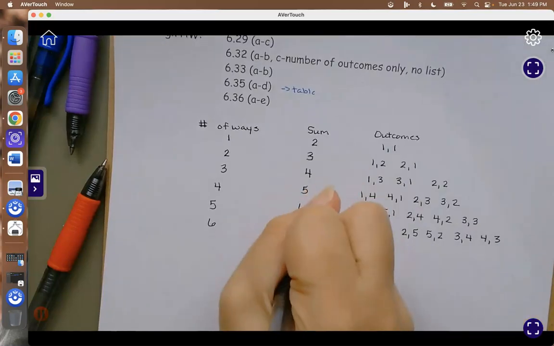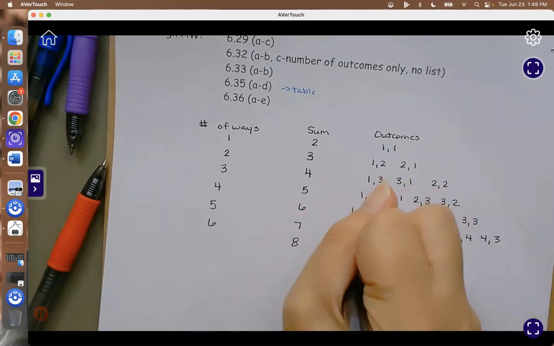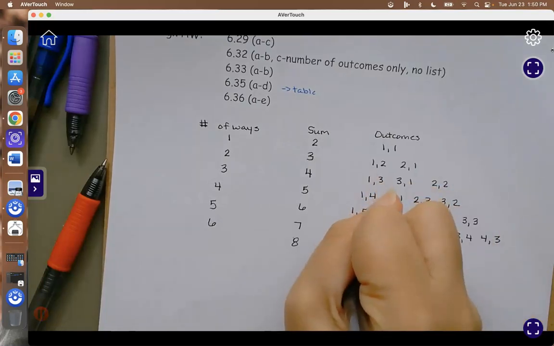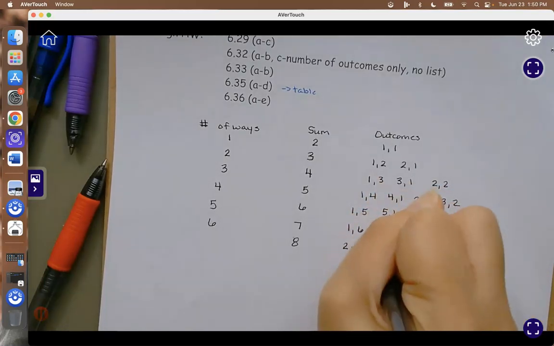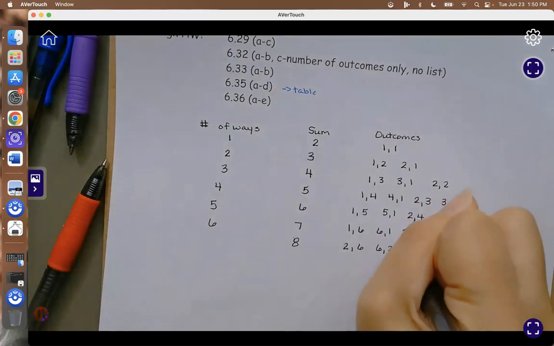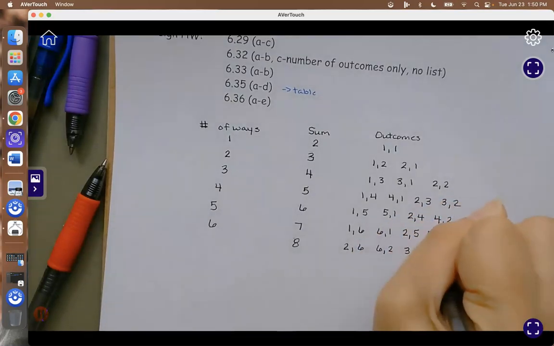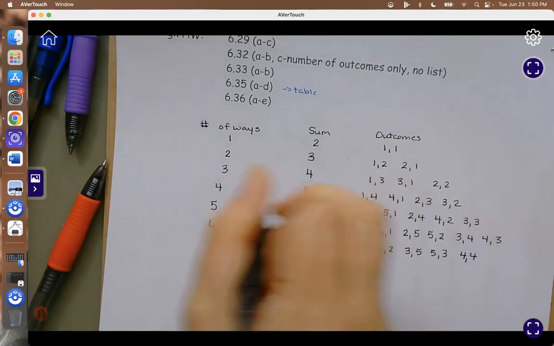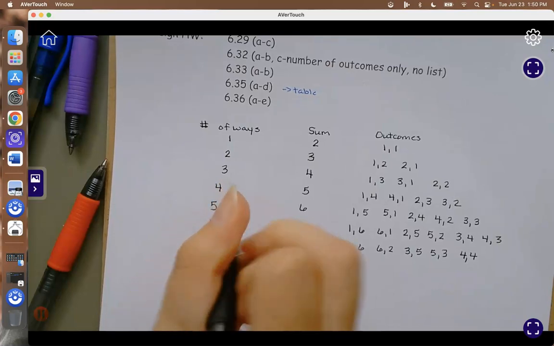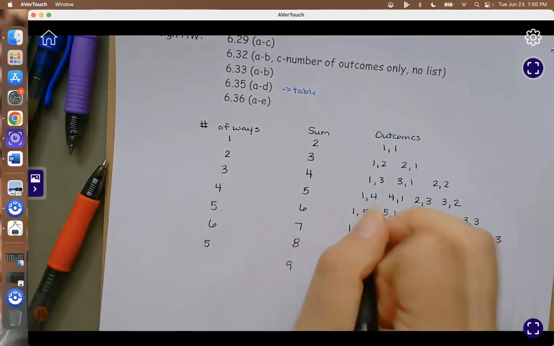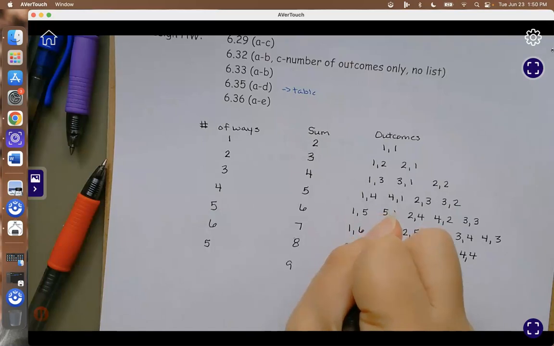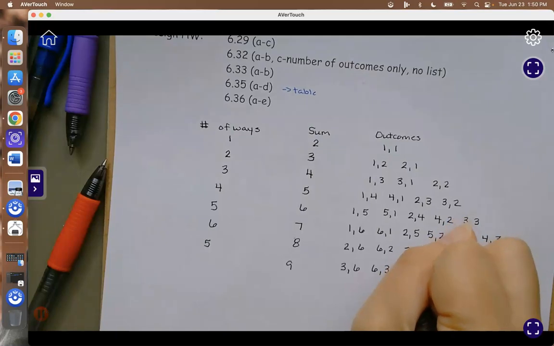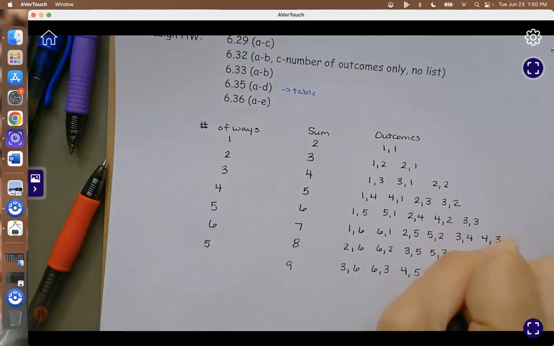Okay, now when we get to 8, we can't do 1 and a number because there's no 7. So we go to 2. So we have 2 and a 6, 6 and a 2, 3 and a 5, 5 and a 3, and a 4 and a 4. To get 9, we do 3 and a 6, 6 and a 3, 4 and a 5, and 5 and a 4.